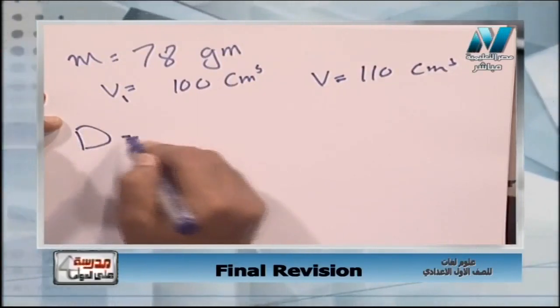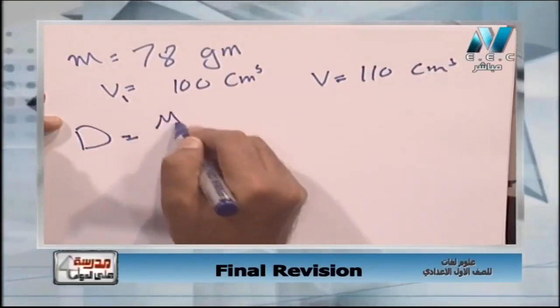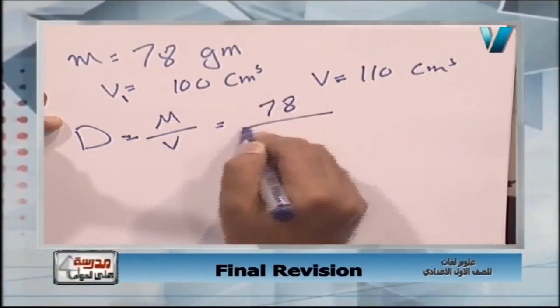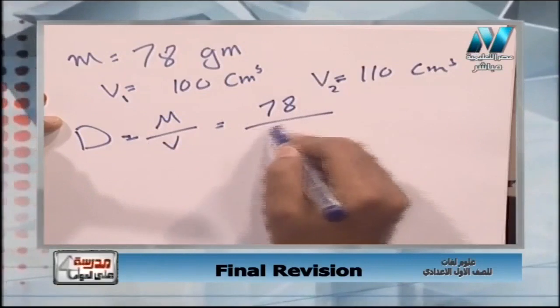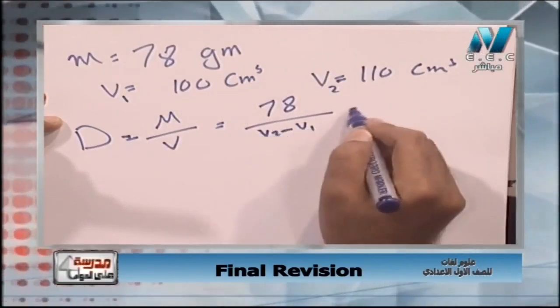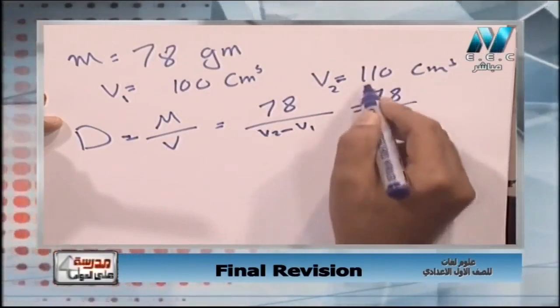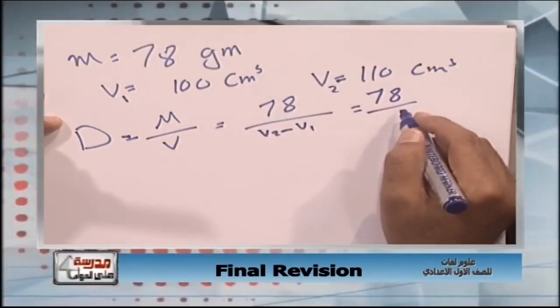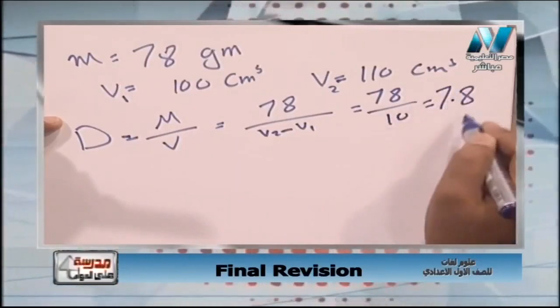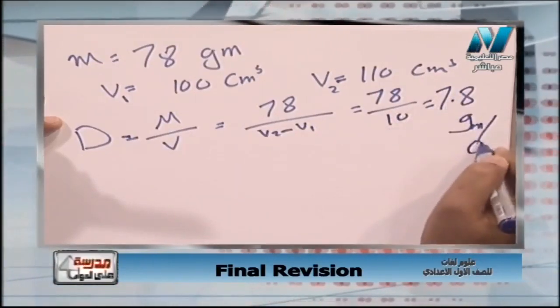So density of iron equals mass over volume. Mass is 78. Volume here equals V2 minus V1. So it will be 78 divided by 110 minus 100, which equals 10. So it will be 7.8 gram per cubic centimeter.